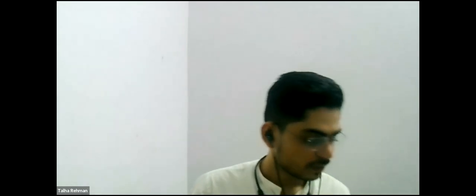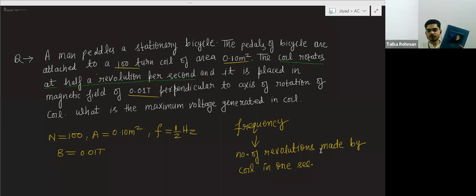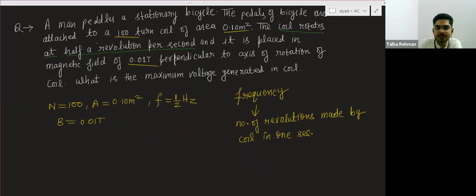So basically this coil is rotating in the magnetic field. What happens whenever a coil rotates in a magnetic field? EMF is induced in that coil. What is that EMF? E is equal to E naught sine omega t. This will be the induced EMF.